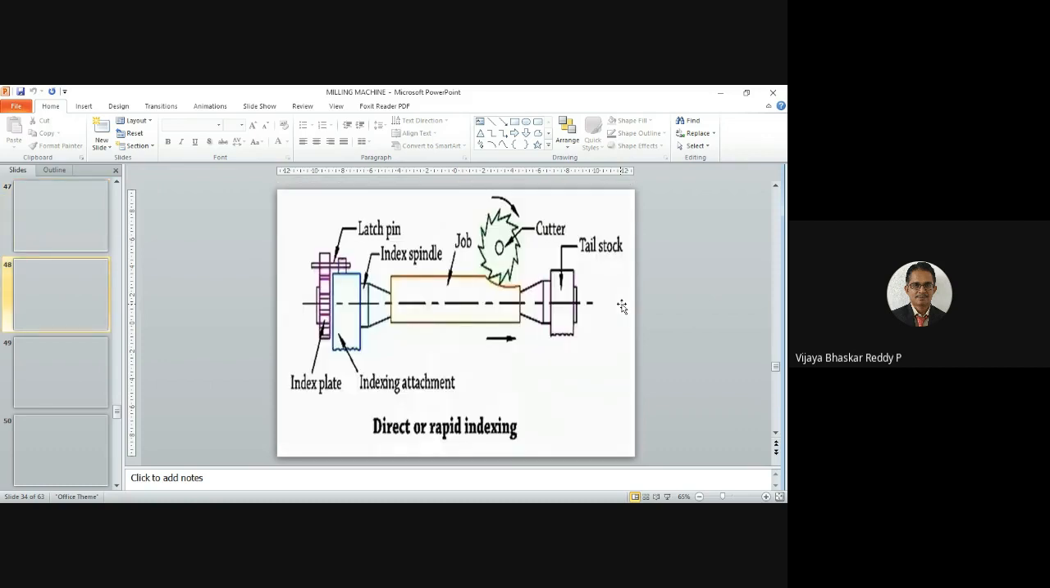The direct indexing method arrangement is like this. The job is arranged like that, and the worm and worm wheel are connected like that. When you rotate the indexing plate, the positioning of the workpiece is kept as per requirement. Once it is positioned, the milling cutter does the cutting process and the slots can be generated. That's why we directly rotate the workpieces.